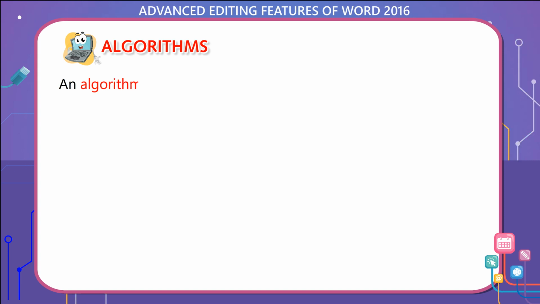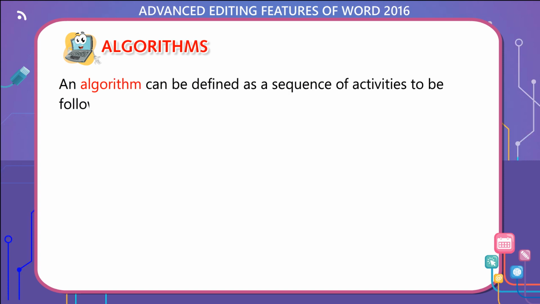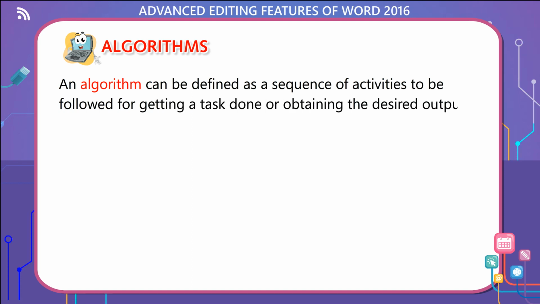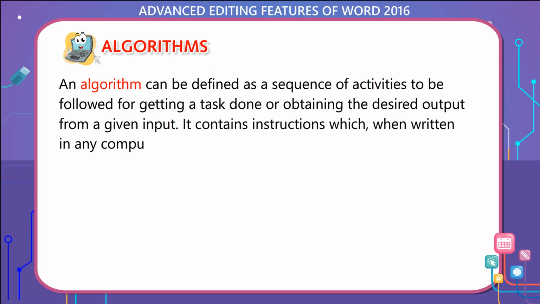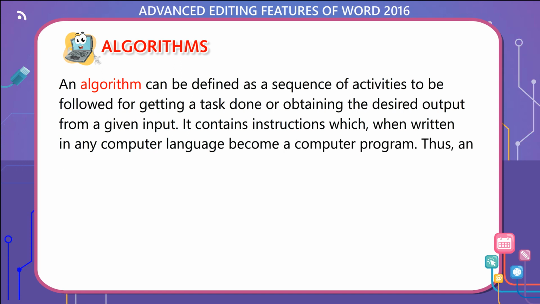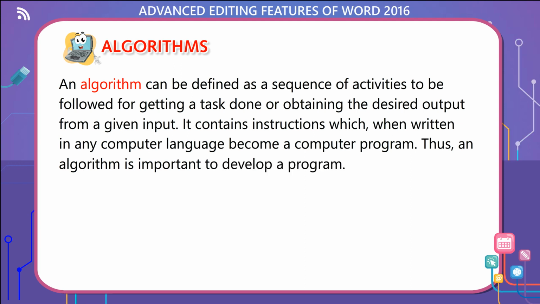Algorithms. An algorithm can be defined as a sequence of activities to be followed for getting a task done or obtaining the desired output from a given input. It contains instructions which, when written in any computer language, become a computer program. Thus, an algorithm is important to develop a program.